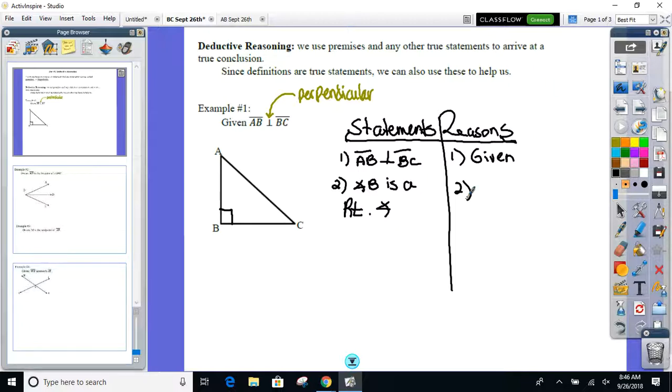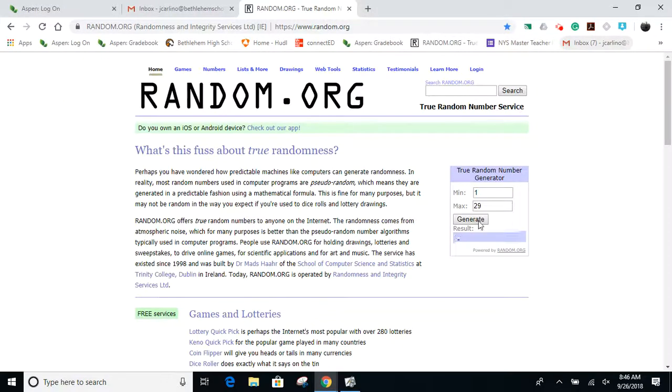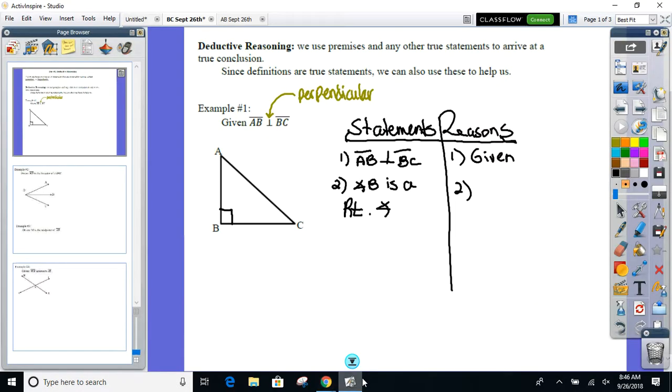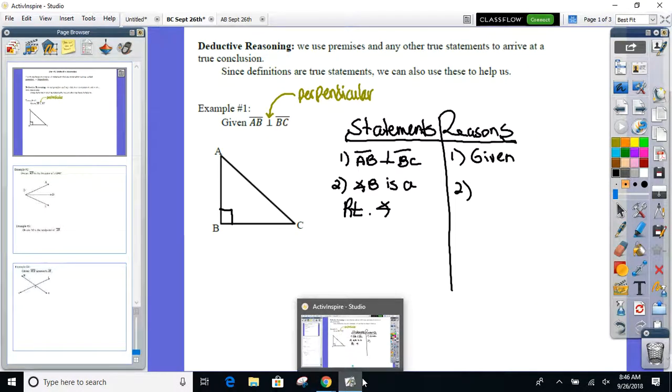Okay, how did you know? I had a ton of hands go up. Why were your hands up? How did you know that that was a right angle? Just talk to me. We'll write a reason down, but just talk to me. Number one, how did we know that was a right angle? When it's perpendicular, it always comes right angle.